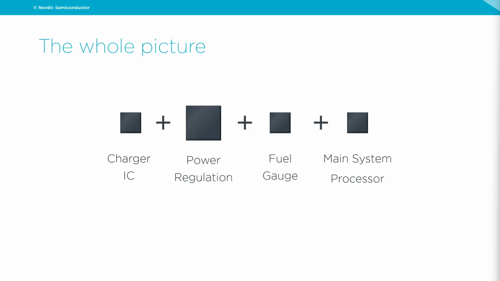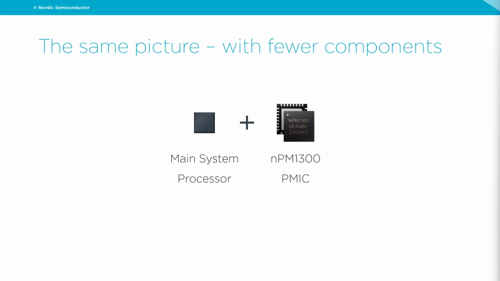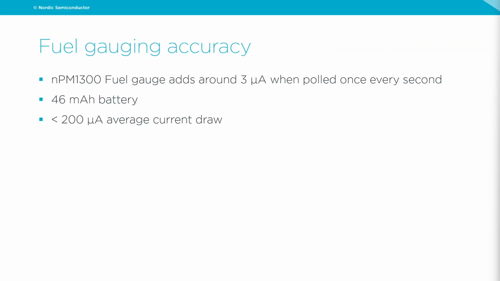And for the NPM1300, we decided that it made sense to outsource the fuel gauging algorithm processing to whatever main system processor you're using. So instead of this four-chip solution, you have a two-chip solution where the main system processor is used both for your main application and also does the fuel gauging processing on the side, with the help of the hardware implemented in the NPM1300 PMIC. And this gives you one big benefit. The NPM1300 fuel gauge adds around 3 microamps when polled every second to your software application.